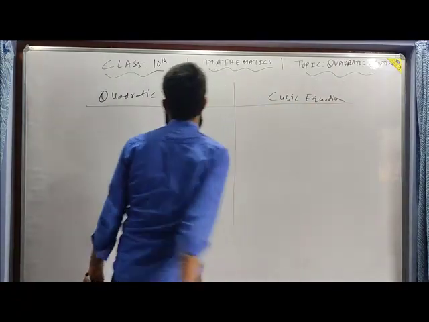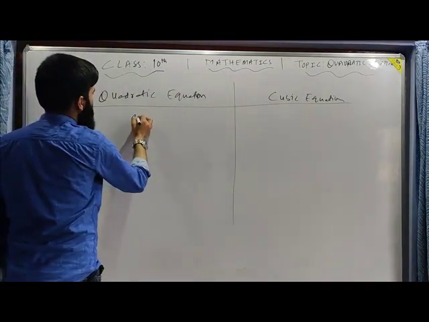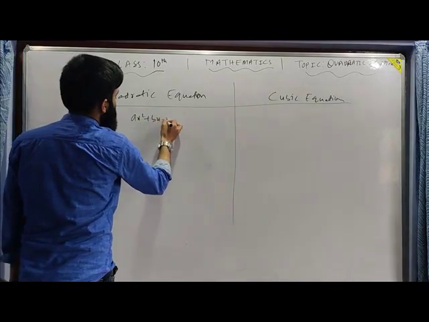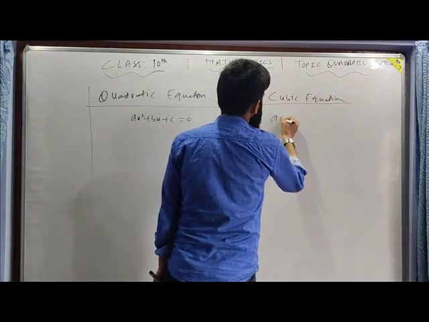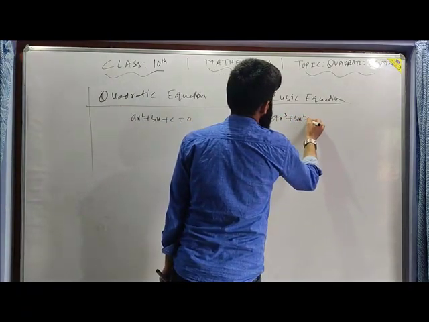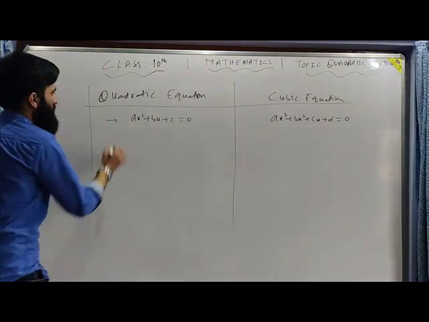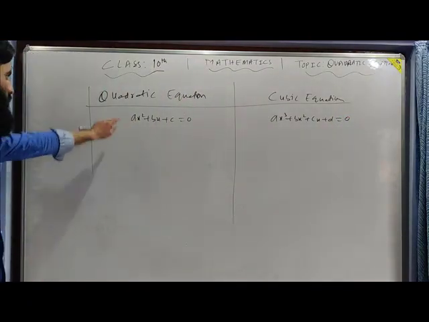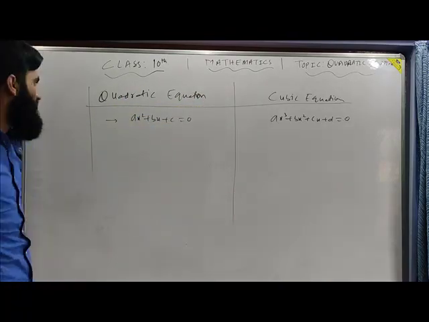First we'll discuss their general equations. For the quadratic equation, the standard form is ax square plus bx plus c is equal to 0, and for the cubic equation, the standard form is ax cube plus bx square plus cx plus d is equal to 0. This is the first condition for comparison between a quadratic and a cubic equation.